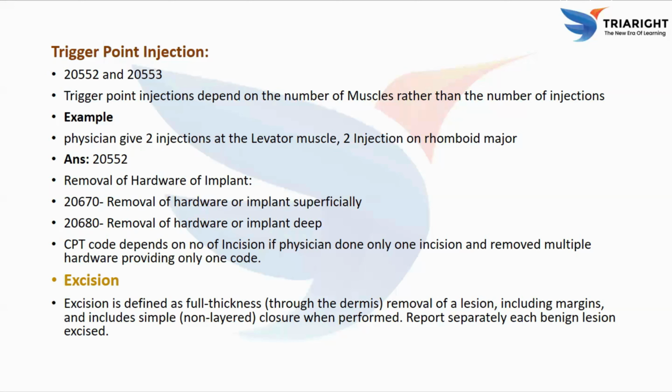So what are the coding rules for excision? Code based upon benign versus malignant lesion, the location of the lesion, and the total excised diameter, including the lesion size plus margins. Each lesion is reported separately.